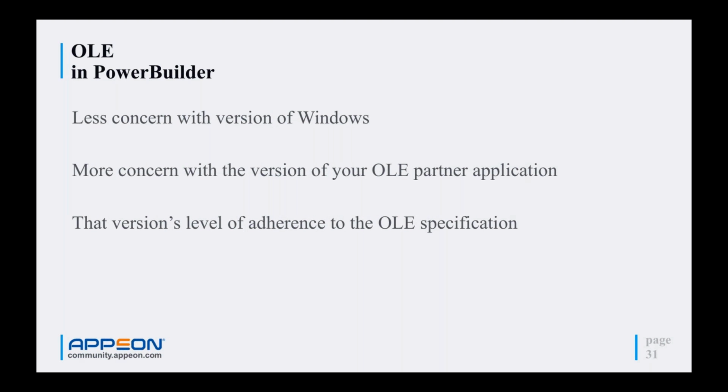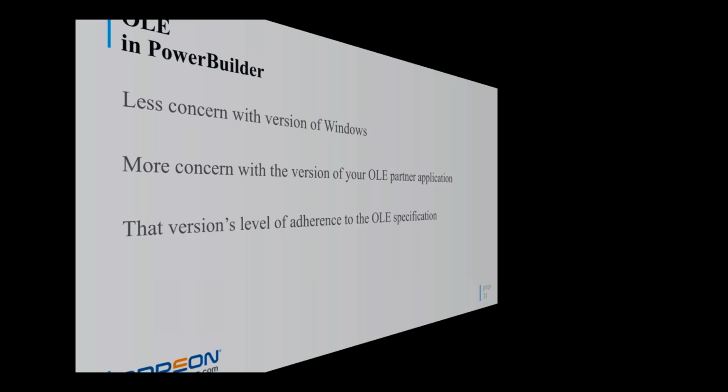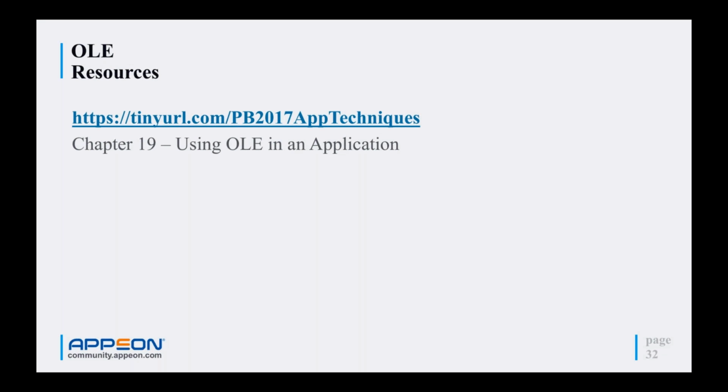The issues surrounding the use of OLE have less to do with the version of Windows in which the applications are running, and more to do with the version of your OLE partner application and that version's level of adherence to the OLE specification. Arguably, it was Microsoft that authored this specification, and with each version of Windows and Office, arguably they did not adhere to their own specification, so this does bear examination. And here's the link to the OLE link in the docs.